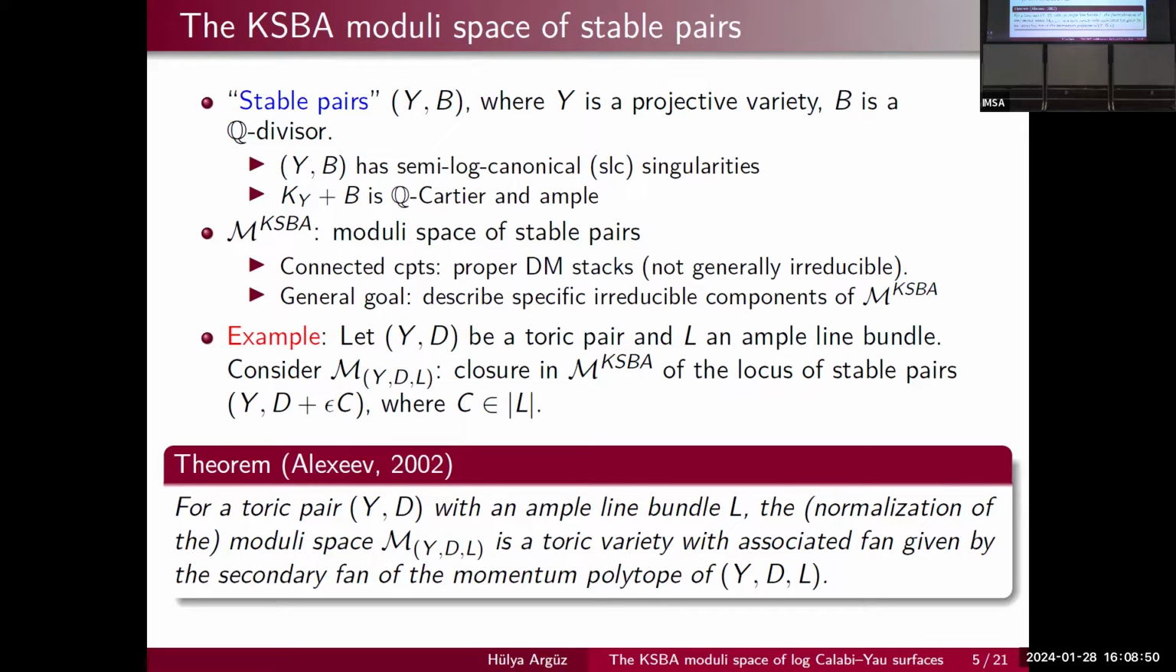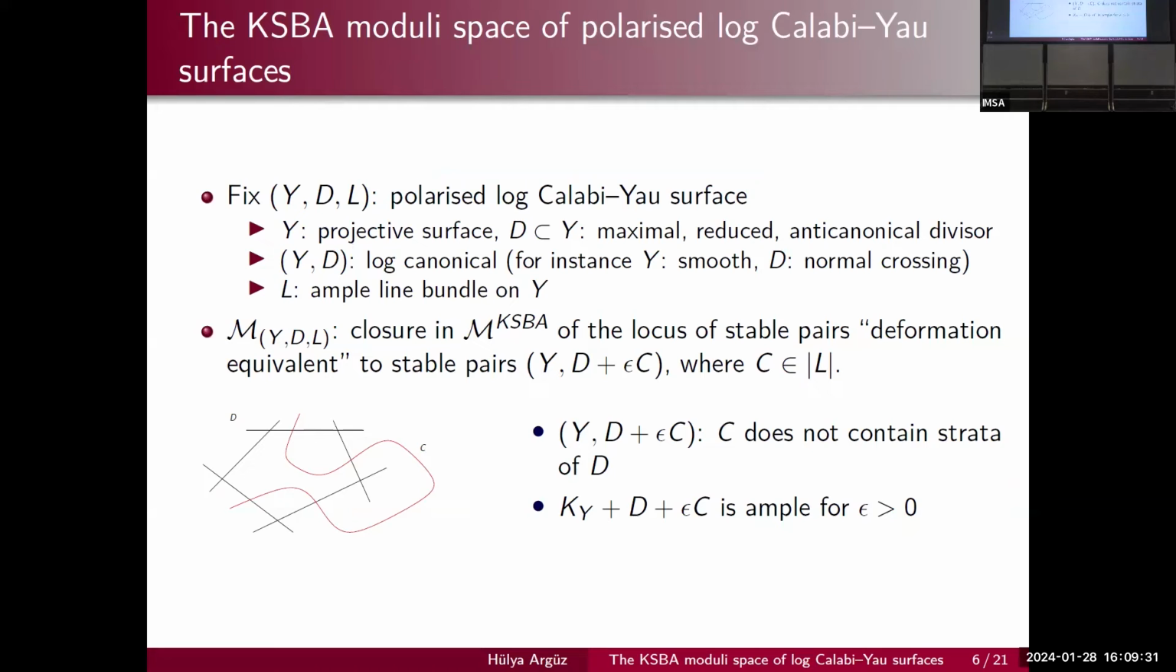And one of the key results of Alexeev, dating back to the beginning of the 2000s, says that for a toric pair with an ample line bundle, the normalization of the KSBA moduli space M_{Y,D,L} is a toric variety with associated fan given by the secondary fan for the moment polytope of (Y, D, L). He also studied geometrically, concretely, the KSBA moduli spaces of abelian varieties, and apart from that, not a lot has been done. And what we did is to study the KSBA moduli space of polarized log Calabi-Yau surfaces.